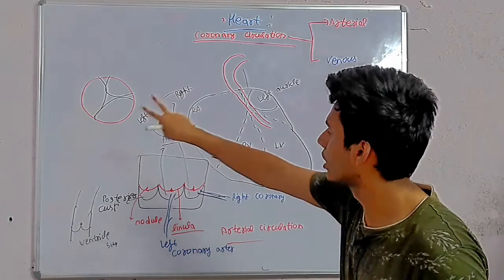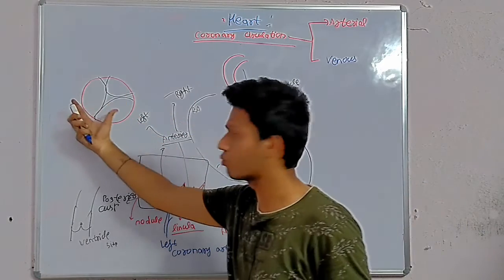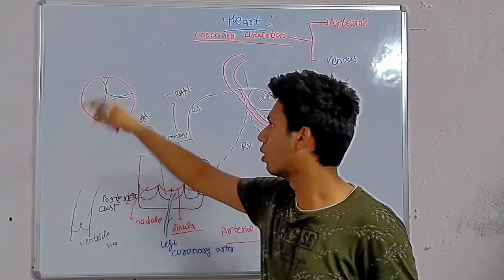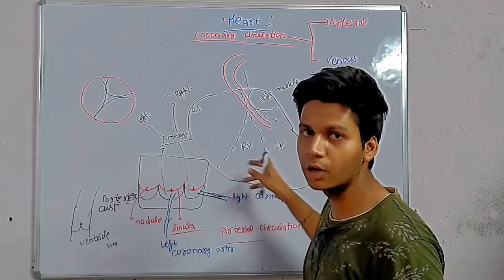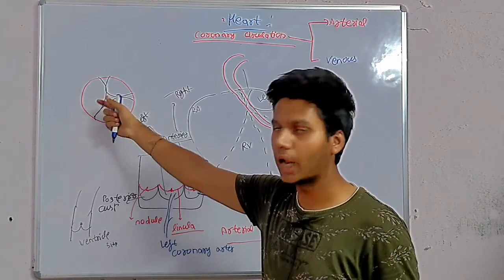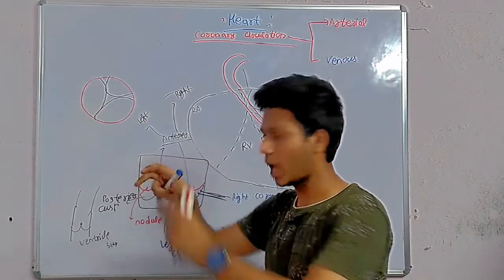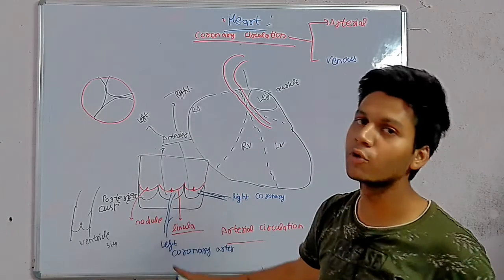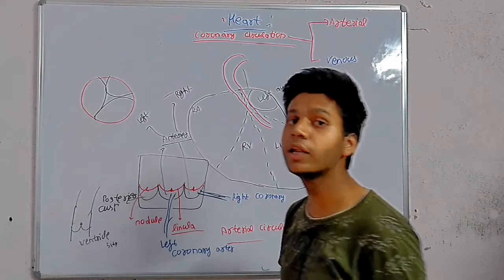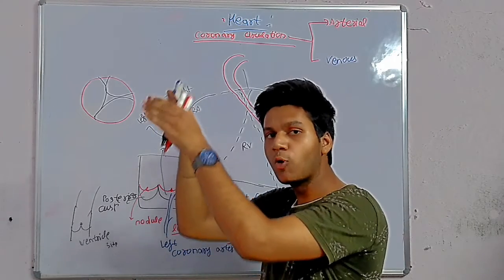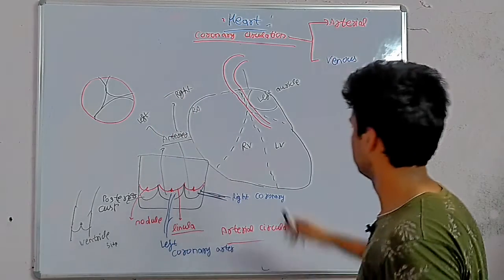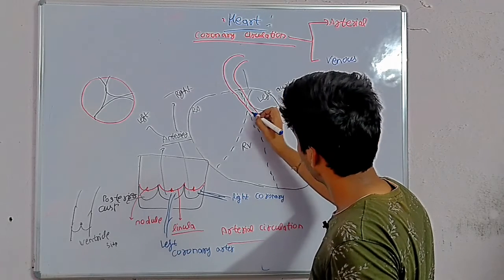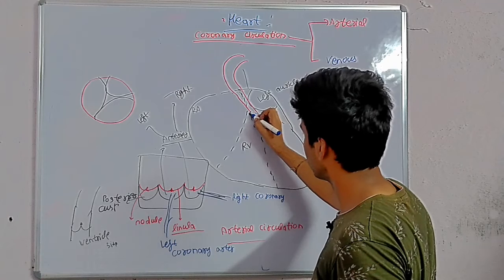We know the three cusps. If you take a transection of the aorta, these are the three cusps which fill when blood flows backward, but it does not go into the left ventricle due to the semilunar valve. From these cusps two vessels emerge: the left coronary artery and the right coronary artery from the anterior cusp, and then blood goes into these arteries. From here, two arteries emerge.